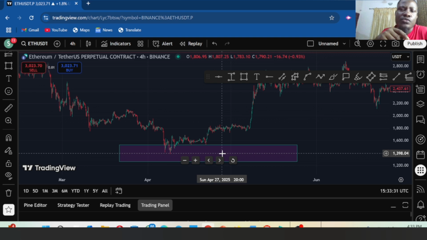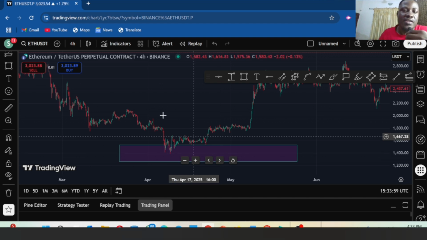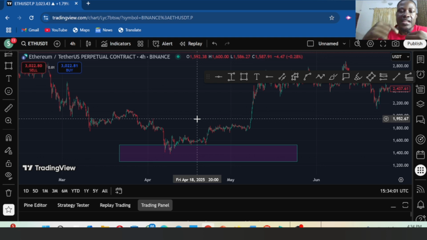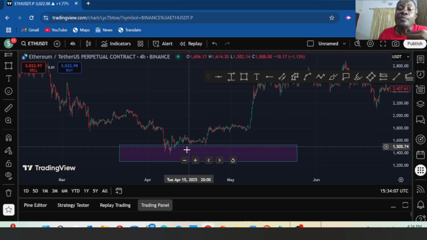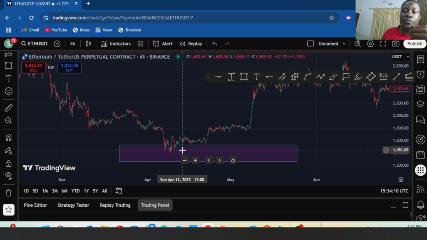By now you're conversant with the law of demand, which says the lower the price, the higher the quantity demanded. But you should know that for this law to apply, other things need to be equal, ceteris paribus. If other things aren't equal, let's assume that there is negative news around this market. This is the Ethereum USD chart I'm using to teach you. So let's assume that there is negative news around Ethereum. You should expect the previous demand zone to be broken.